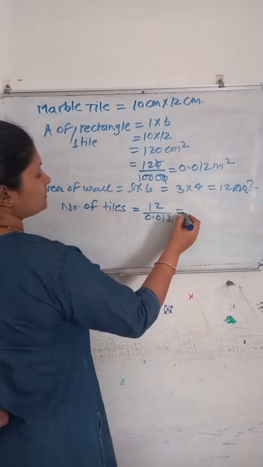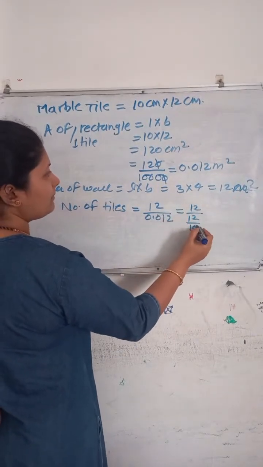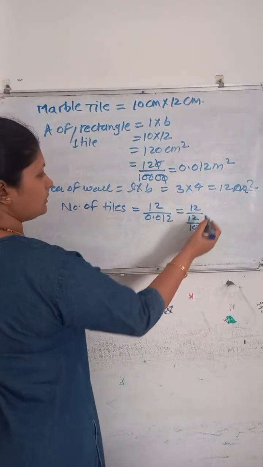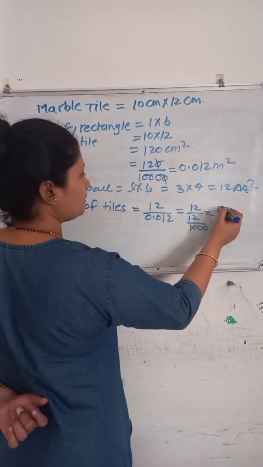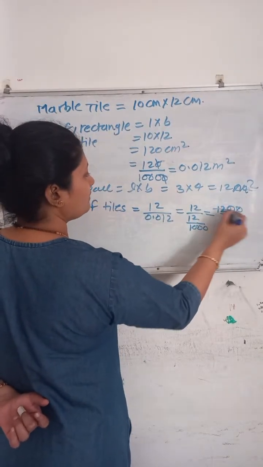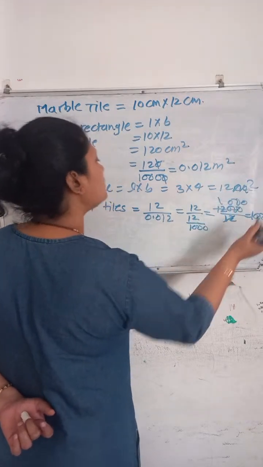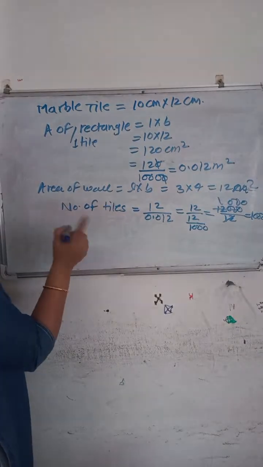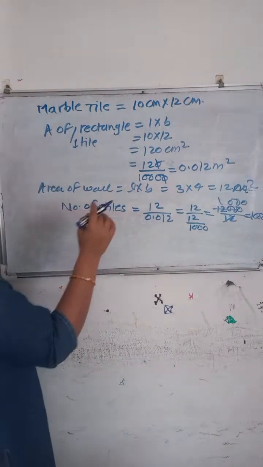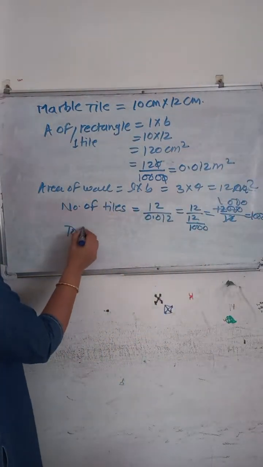Now simplify this, or you can write 12 upon 12 divided by 1000. So 1000 will go up, 12000 divided by 12. So we will get 1000. So the answer is 1000 tiles required to put on the 12 meter square wall.